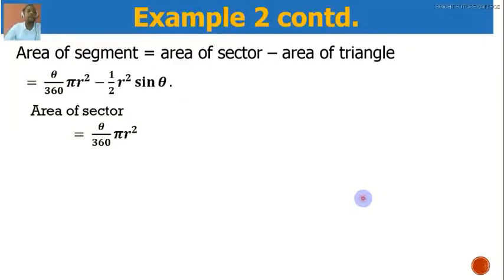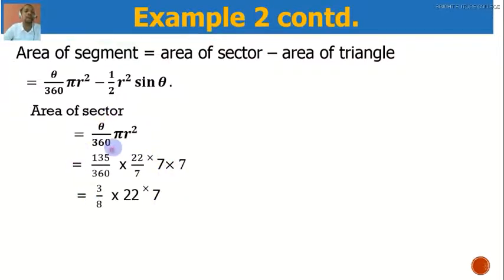Before now, you know how to find the area of a sector, so I'm not going to spend more time on that. We juxtapose the values that are given to us, that is 135 over 360 multiplied by 22 over 7 times 7 times 7, that is r to power 2. And 135 over 360 can be reduced to 3 over 8. We can confirm that, and the 7 here will cancel this one, and we are left with 22 multiplied by 7. Now 3 over 4 times 11 multiplied by 7.